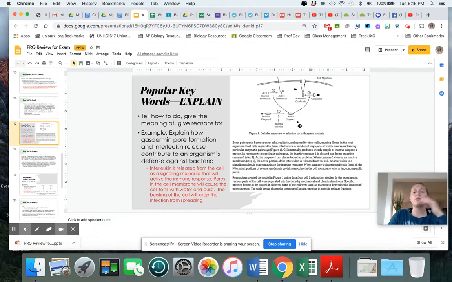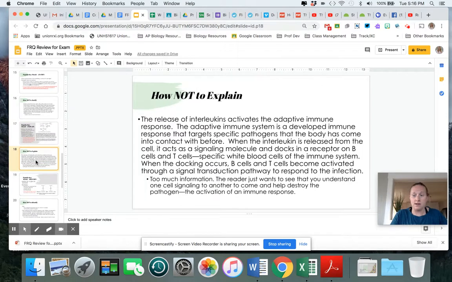You're going to be given a diagram and what looks like a crazy long paragraph that you have to kind of dig through. But it just wants you to explain how pore formation and interleukin increase contribute to an organism's defense. So you're just explaining how those things contribute to defense. And you'll notice the answer is just 2 or 3 sentences. So look at the bad example. The bad example is way more than it was asking, okay? Way more. So just answer what they were asking, and that's it.